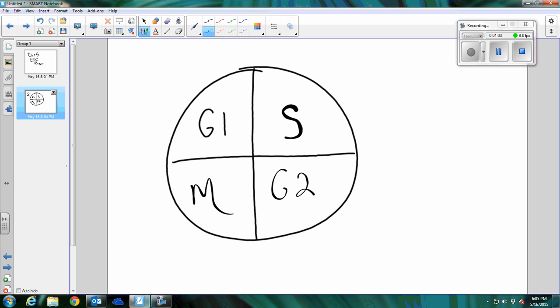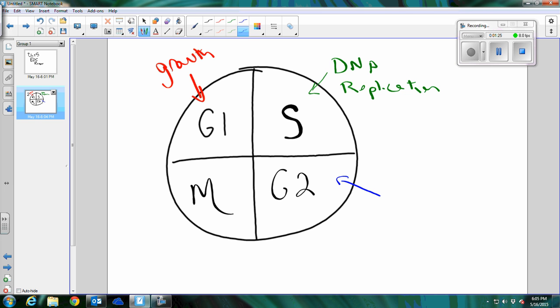The S phase is when DNA is synthesized, and so DNA is replicated during the S phase. So growth, DNA replication, and G2 is preparations for division. And so M is actually cell division.